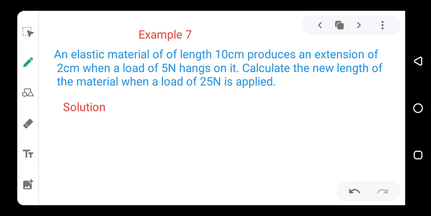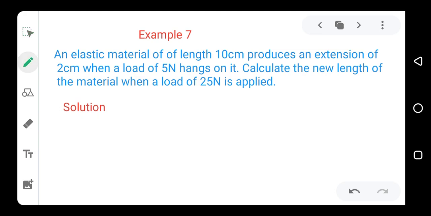Now let's look at example 2. In this example 2 here, or question number 2 in the quiz, and example 7 here, we have that an elastic material of length 10 cm produces an extension of 2 cm when a load of 5 Newton hangs on it. Calculate the new length of the material when a load of 25 Newton is applied.